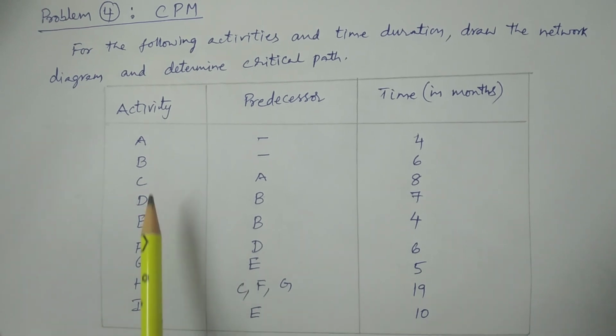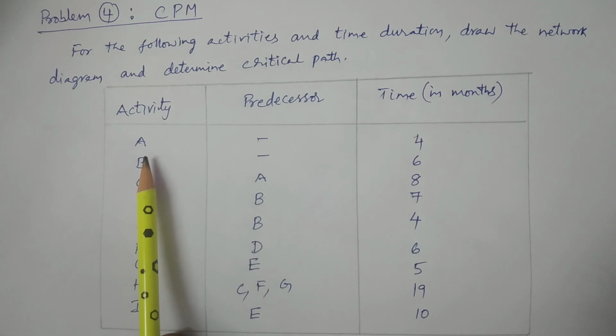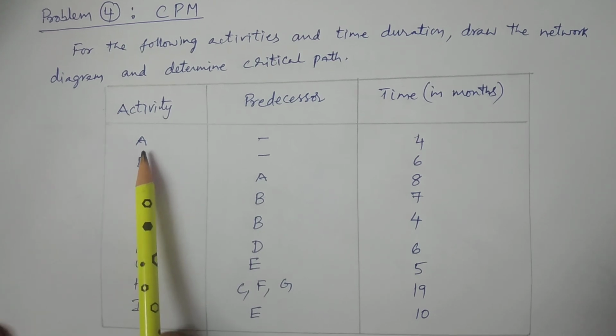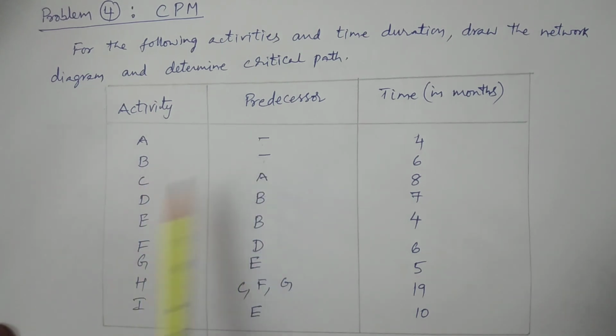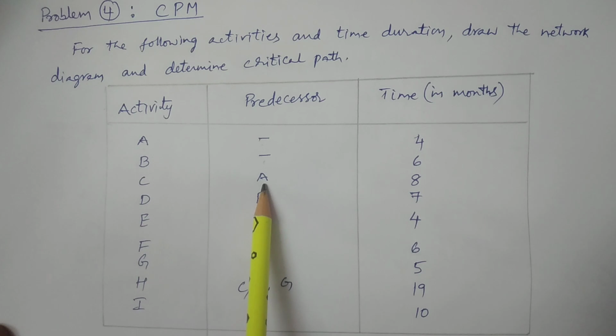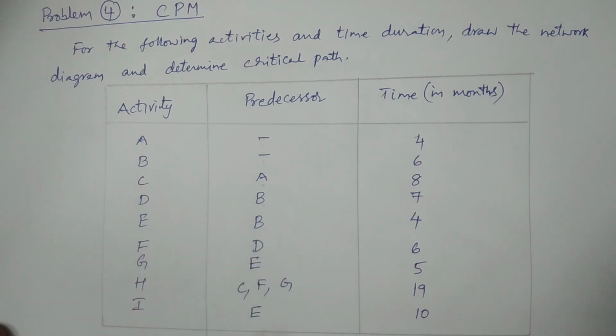Now we consider an activity. Already we have discussed that by joining two particular events, we get an activity. So this is activity A. The predecessor for A is no particular activity; there is no predecessor activity for A and B. And for C, the predecessor activity is A, that is, A should be finished before C. An activity which should be finished before starting another activity is called a predecessor activity. Before D, B should be finished. E, like that, these are all given.